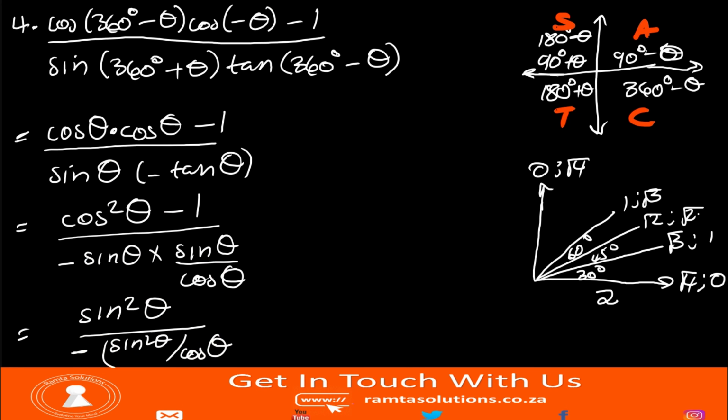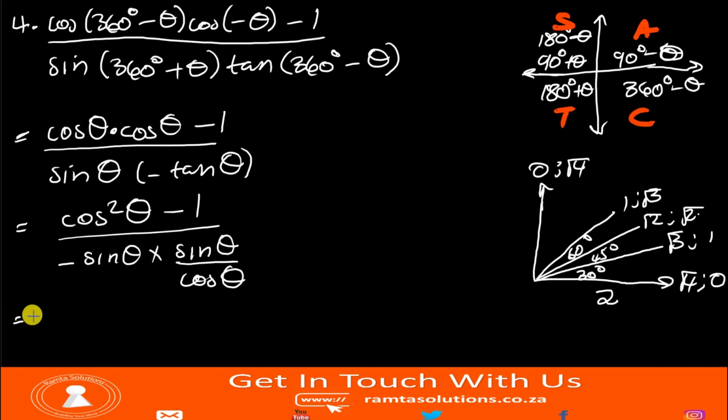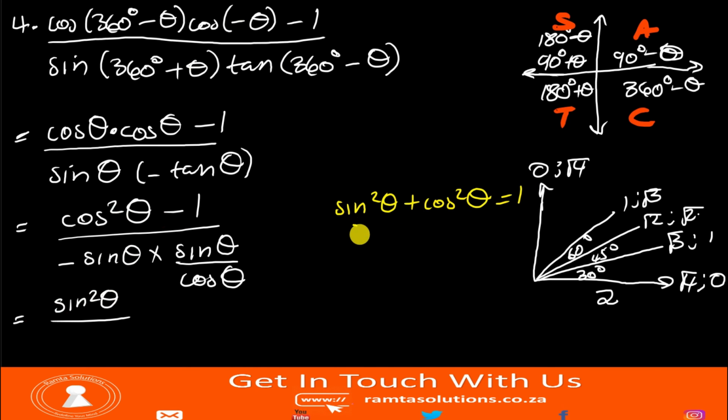Let me squeeze it here. Cos squared theta minus 1 is sine squared theta. If someone is confused, we said sine squared theta plus cos squared theta is equal to 1. In the same vein, we can say sine squared theta equals 1 minus cos squared theta.